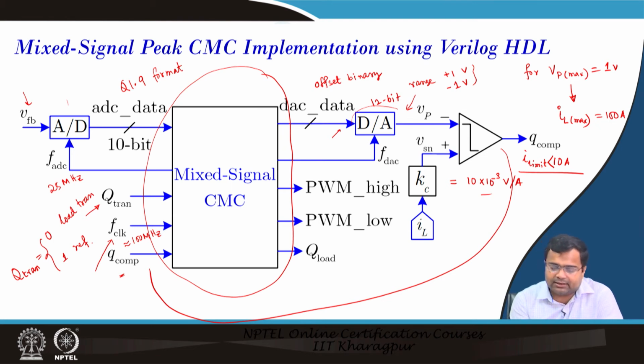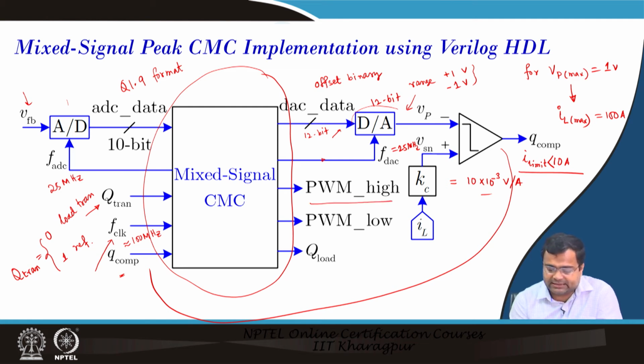Then another output is the DAC clock that is coming out of the controller FPGA, and again it is a 25 megahertz clock, and DAC data is 12 bit data, as we have discussed, while this is 10 bit data.